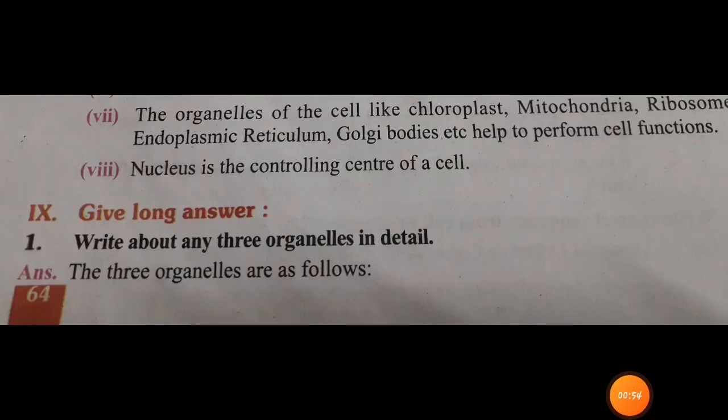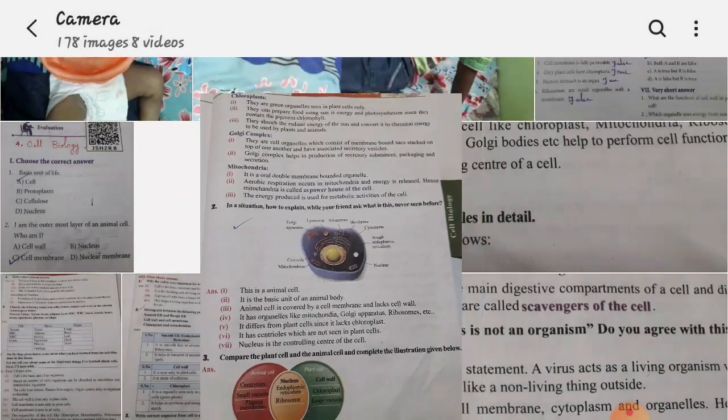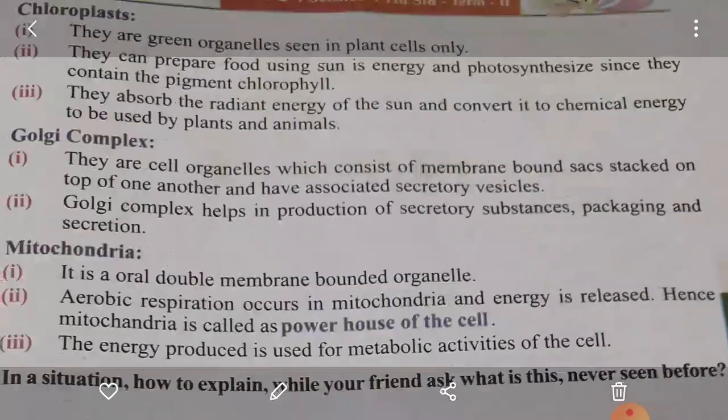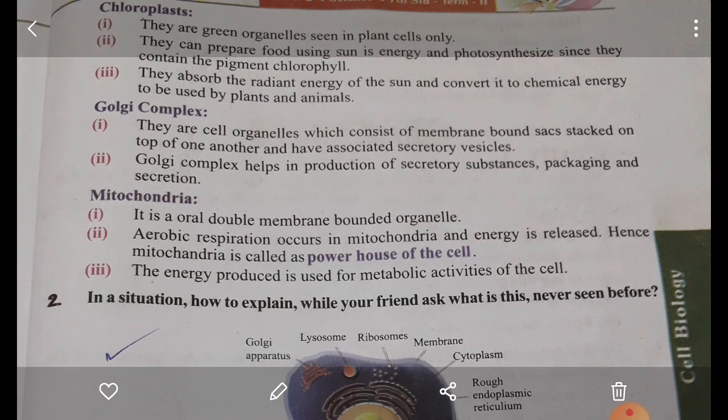Okay, children, see the first detailed answer. Write about any three organelles in detail. What are the three organelles, children? Chloroplast, Golgi complex, and mitochondria.